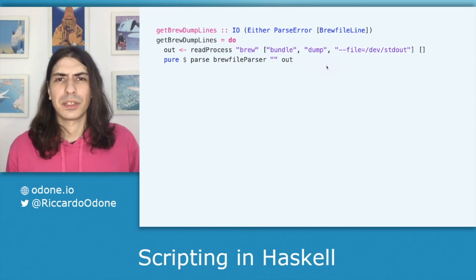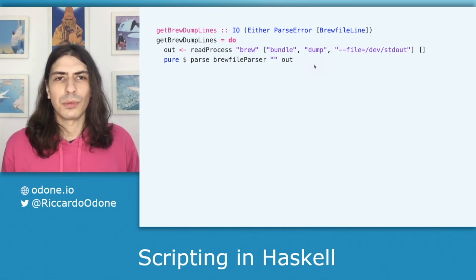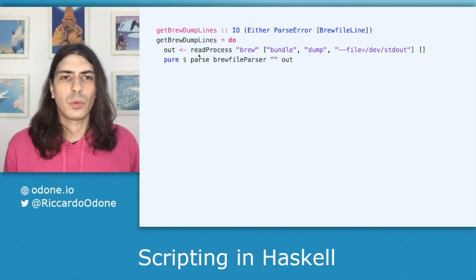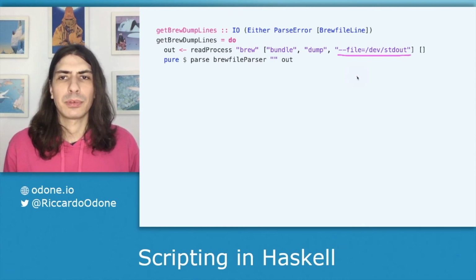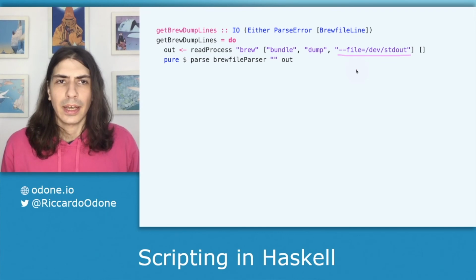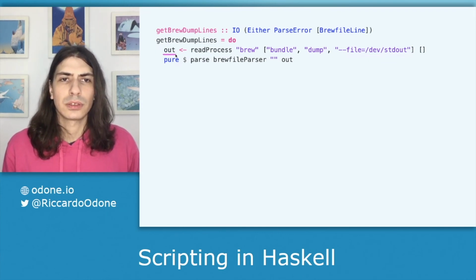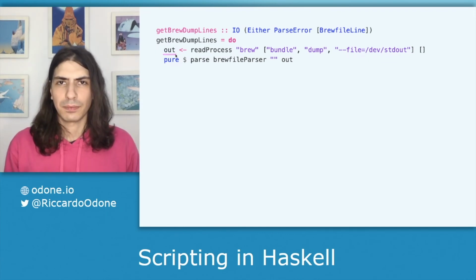Finally, the last tidbit of this script. I think this is really cool that from Haskell we can call a command line program by using read process, the name of the program, and then the argument we want to pass. The idea here is that we call brew bundle dump, asking it to print the dump to standard output. And then we can capture the output and do whatever we want with that. This is, I think, really a really cool thing to do.